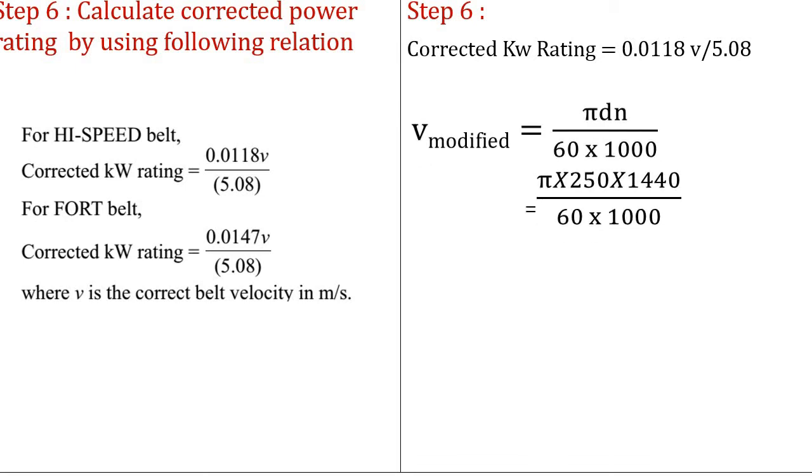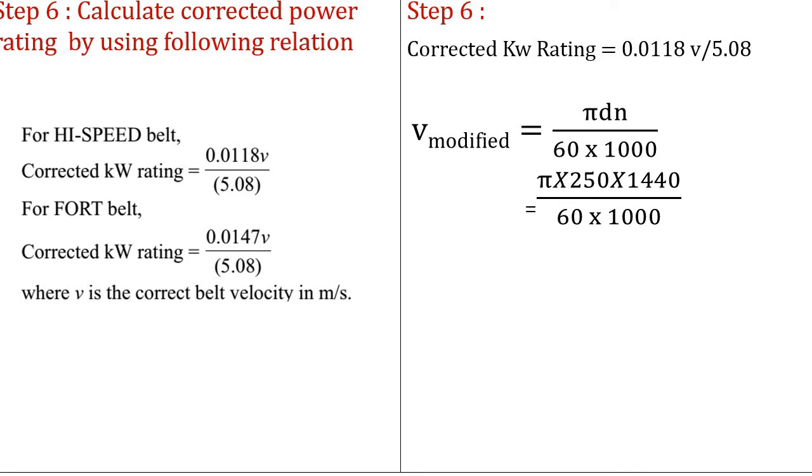But now here we should use modified velocity. Modified velocity means we have calculated the diameter of the pulley by using the formula and we get a diameter equal to 237.75, but as per preferred series we got a diameter equal to 250 mm. So there is a slight change in the diameter of the pulley.